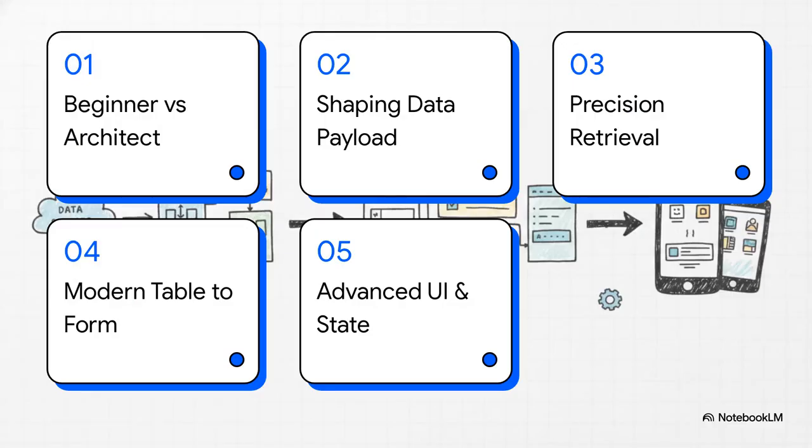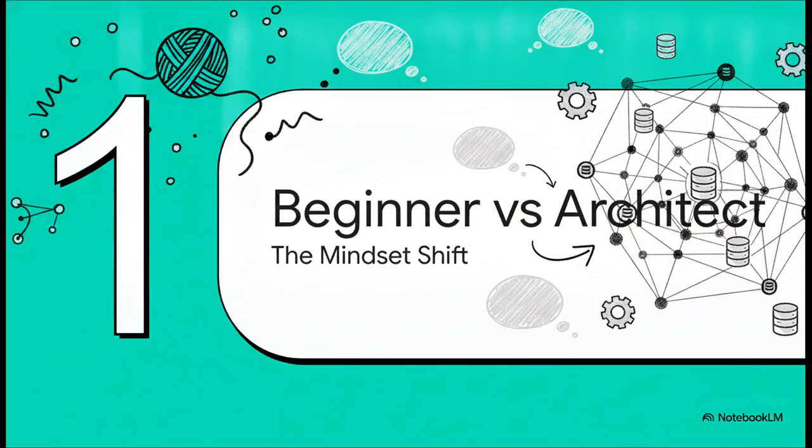All right, here is our roadmap for today. First, the beginner versus architect mindset. Second, shaping the data payload. Third, precision record retrieval. Fourth, modern table to form. And finally, advanced UI and state. Let's dive right into section 1, beginner versus architect mindset.